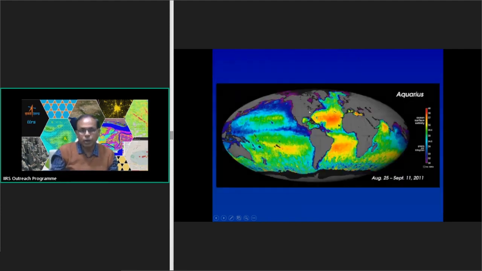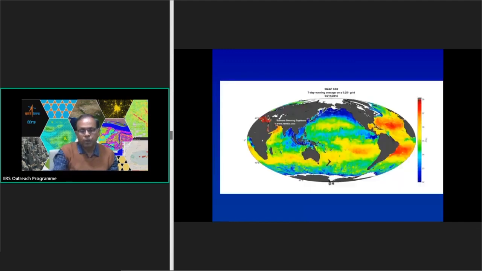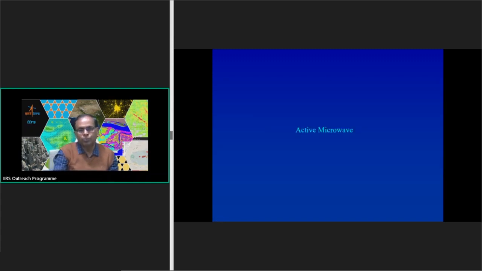And this is the Aquarius sensor, which was providing the satellite sea surface salinity information. You can see the Arabian Sea salinity is more, and the Bay of Bengal salinity is very less. So this is another salinity map, SMAP. Now these salinity maps are used for many modeling processes of the globe.